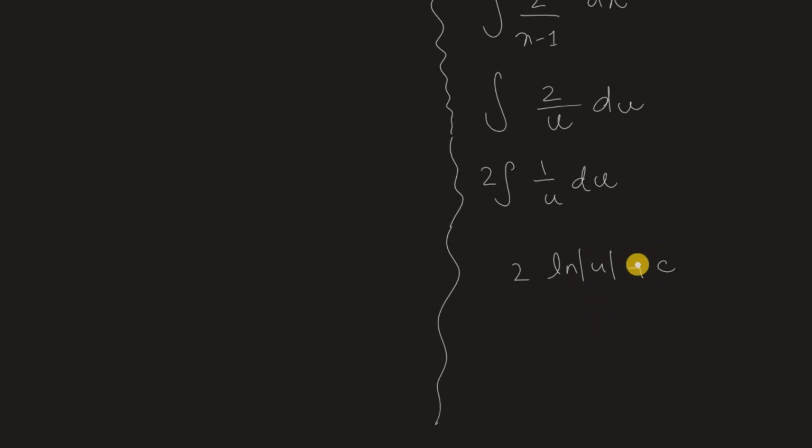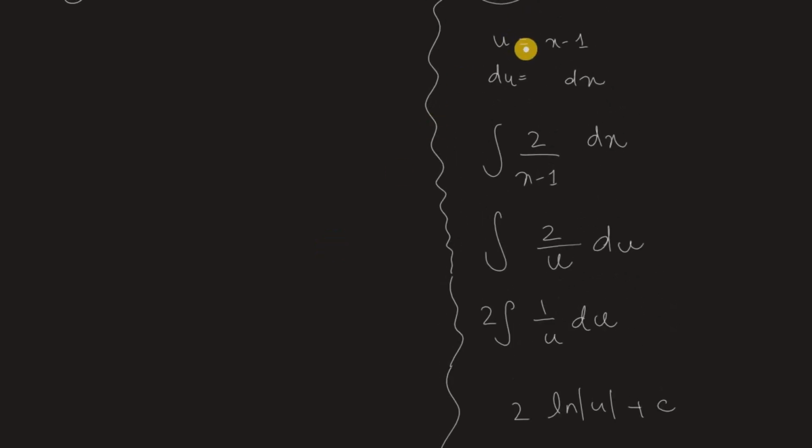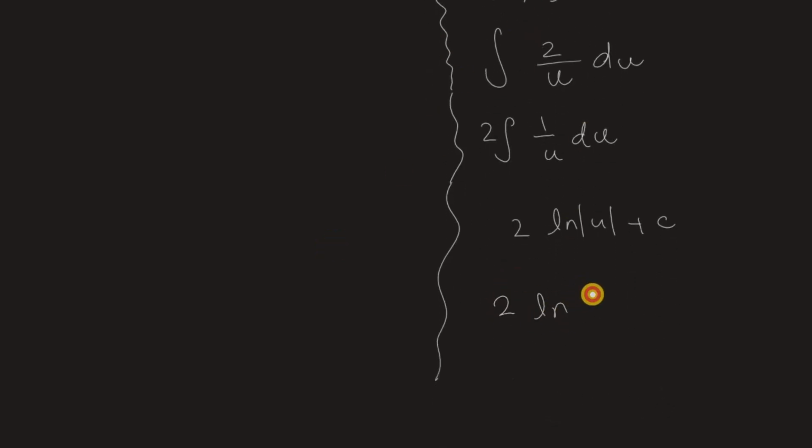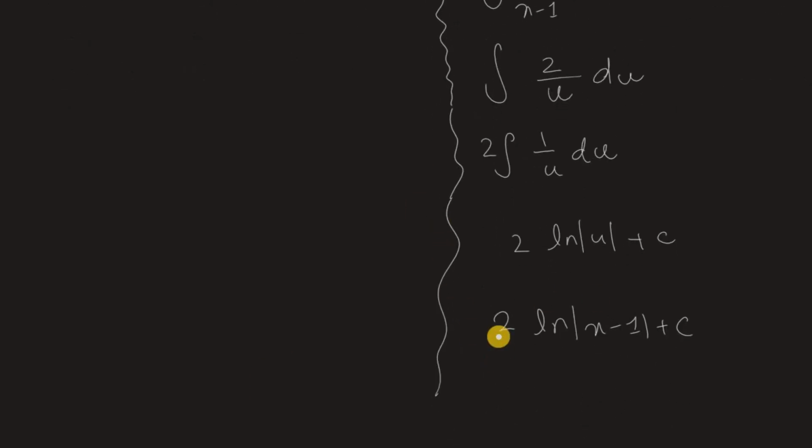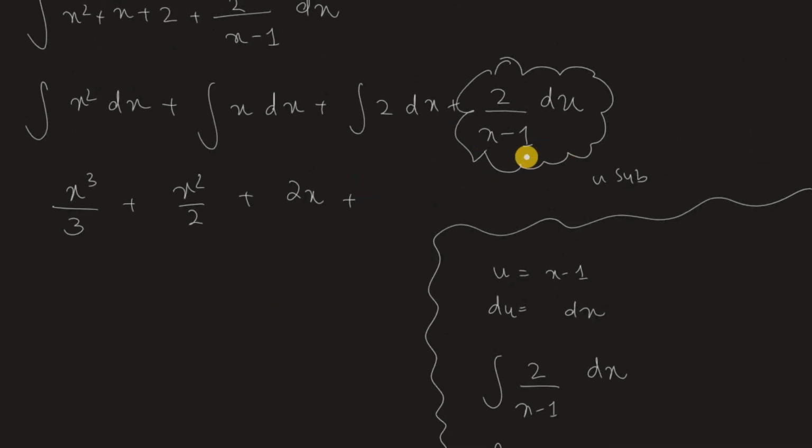And now, once you have done the integration, you can substitute back the u. So what was u? u was x minus 1. So I'm going to replace it in here. x minus 1 plus c. So here, we have solved this mini problem that we were dealing with. So we can now solve our big problem that we had over here.